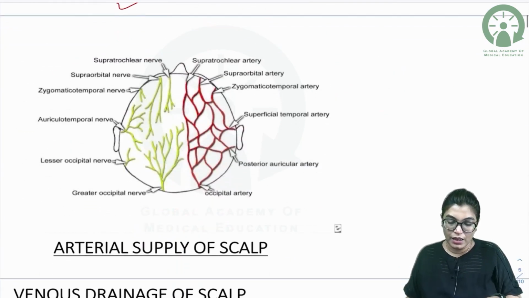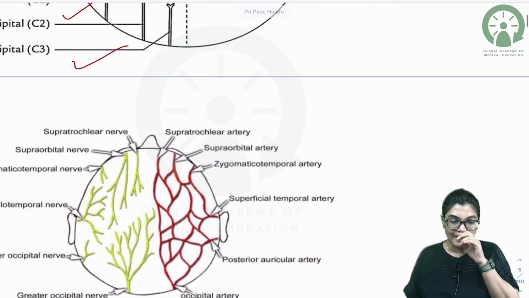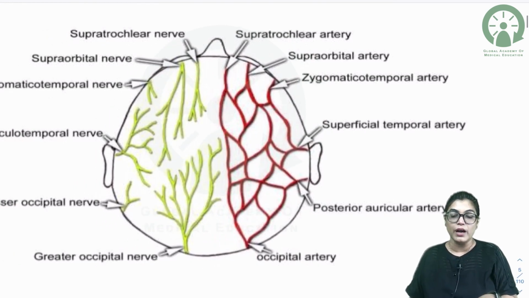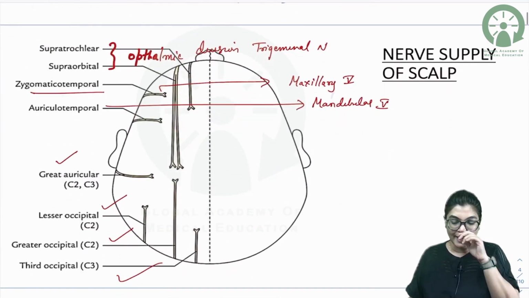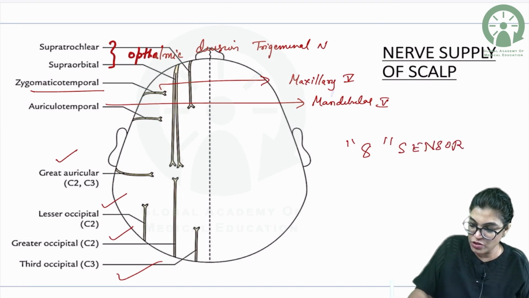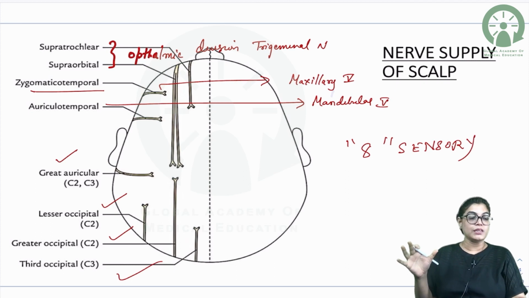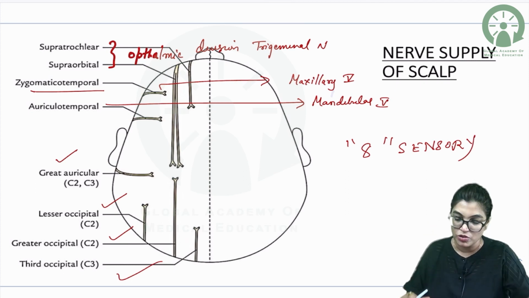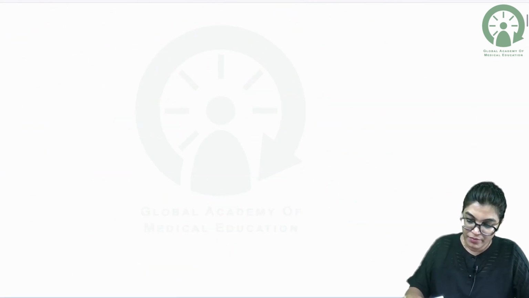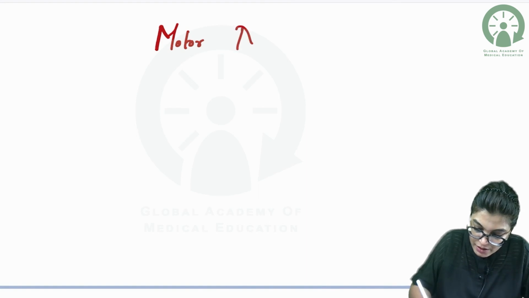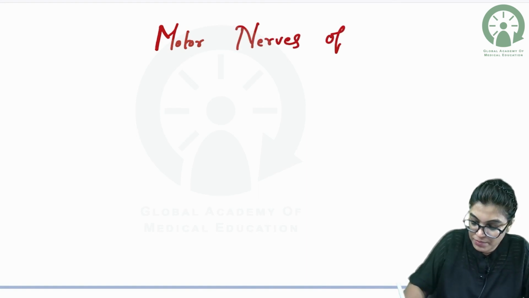Other than that, I also want to tell about the arteries lying in the scalp region. We have written the 8 sensory nerves. What about the 2 motor nerves which I didn't mention? If I talk about the nerve supply of the scalp, there is a total of 10 nerves, of which 8 are sensory and 2 are motor. So please write down the 2 motor nerves of the scalp.